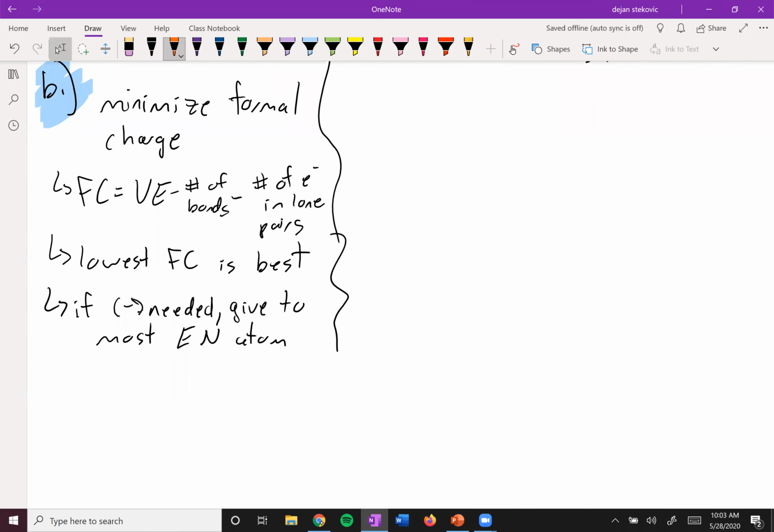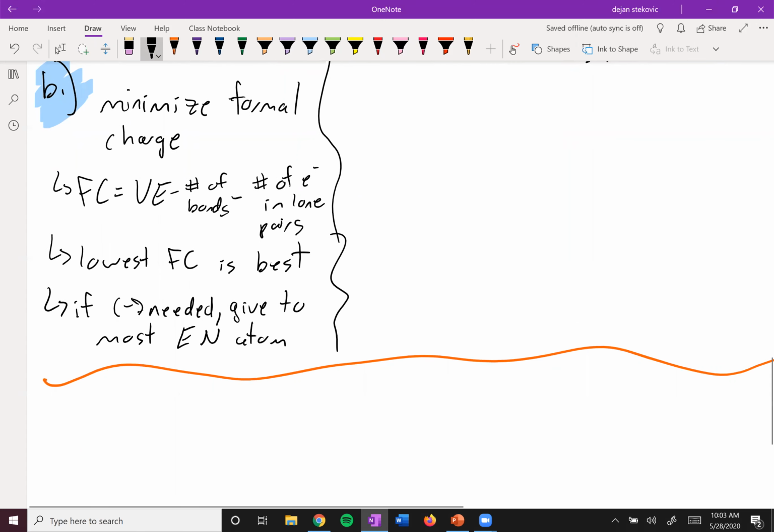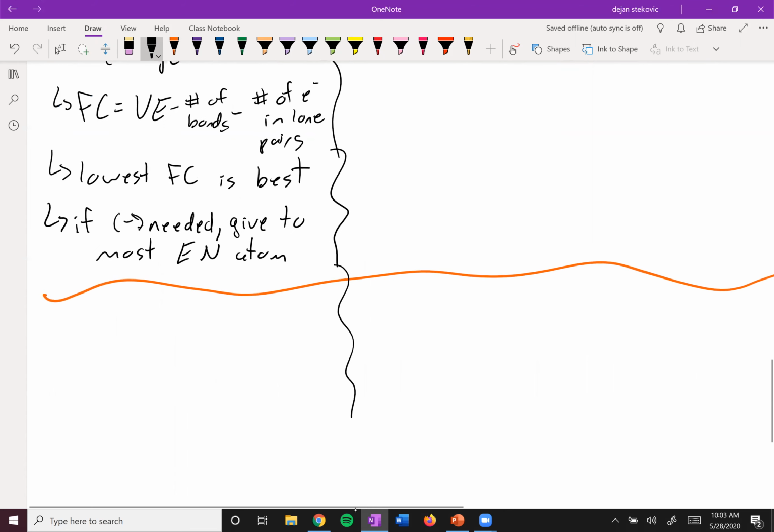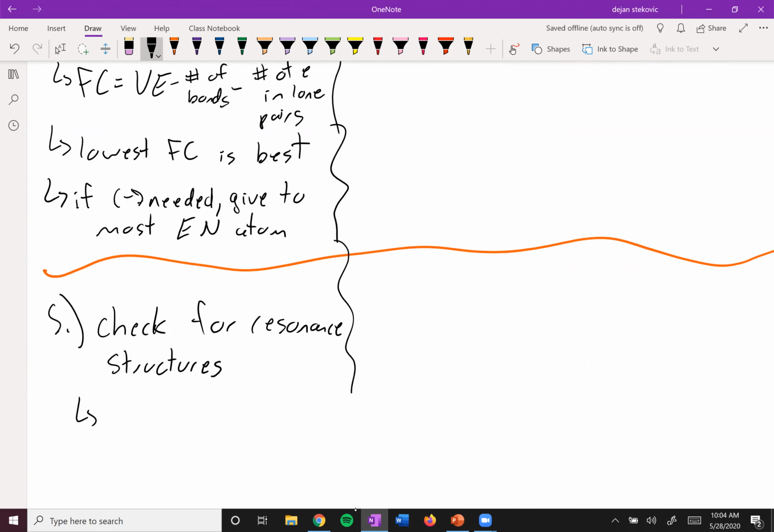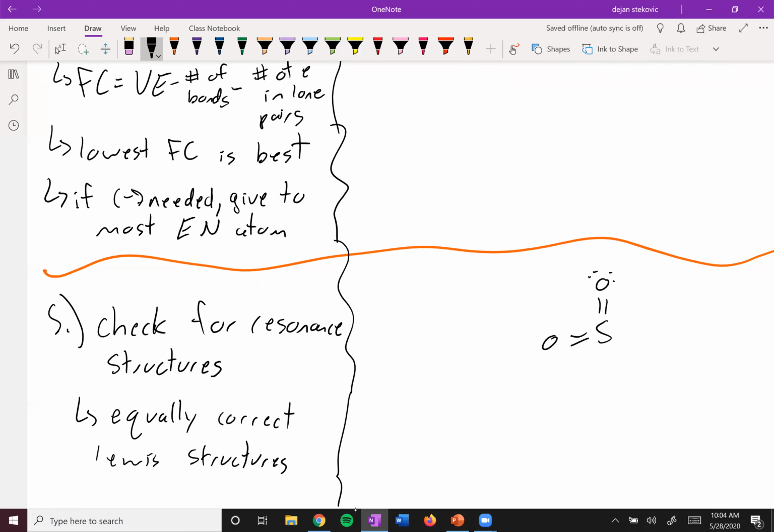However, we're still not done yet. The last thing we have to do is to check for resonance structures. And so resonance structures are equally correct Lewis structures. So let me just redraw our structure from before.